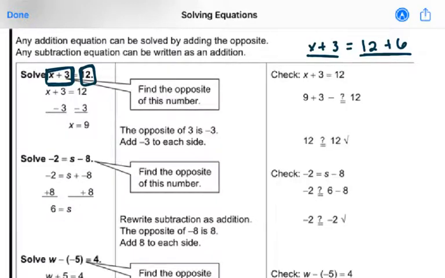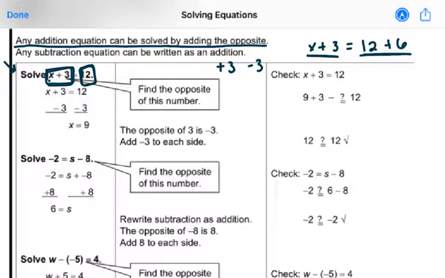So when you have something such as, in this case, x plus 3 equals 12, I'm looking at this first example right here, okay? And it tells us that any addition equation can be solved by adding the opposite. So if it's x plus 3 equals 12, we need to find the opposite of positive 3. Well, the opposite of positive 3 is negative 3. So we're going to add the opposite. And remember that you have to add the opposite to both sides.